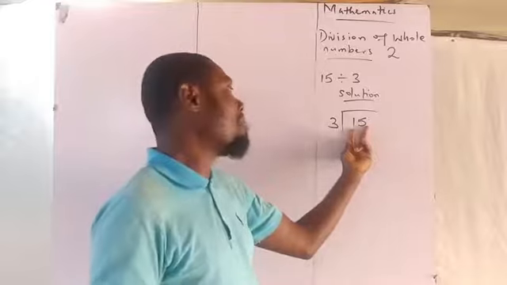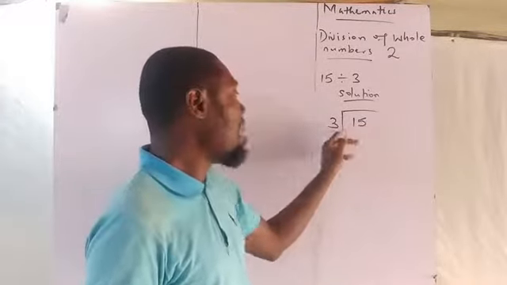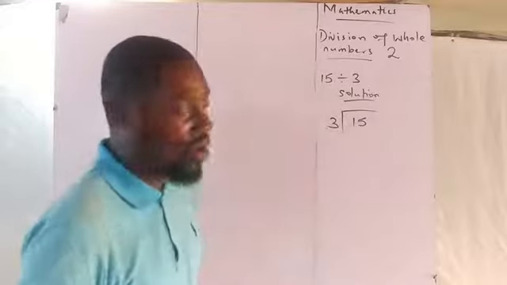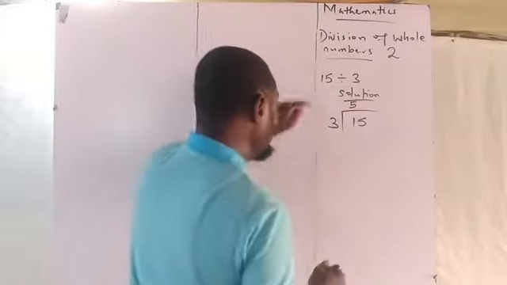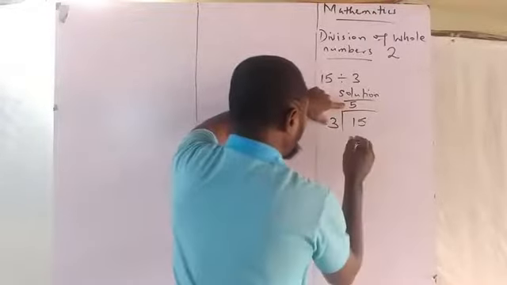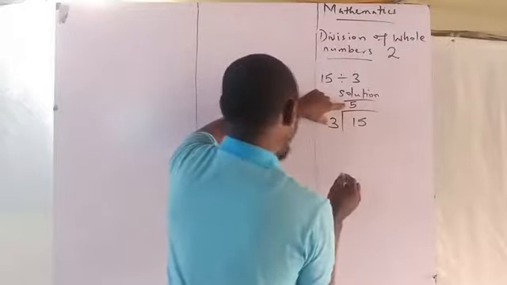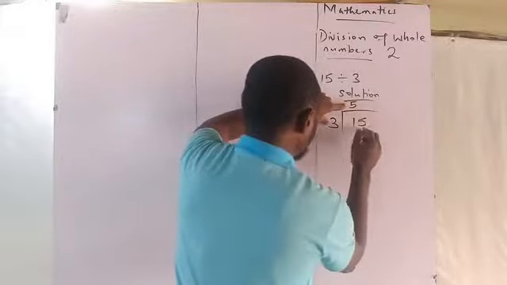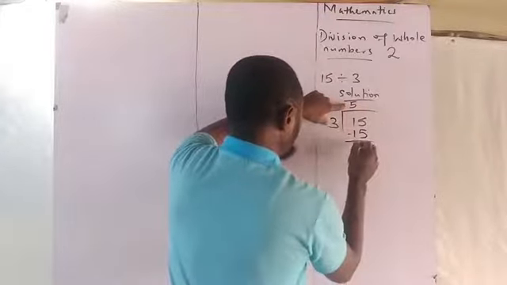Then look at the two numbers now. Since there are still more numbers to deal with, look at the two numbers, 1 and 5, 15. How many 3 are in 15? Your answer is 5. Write your answer up here. Use the answer to multiply the divisor. 5 times 3 will give you 15. Write it directly under the number you considered, 15, and subtract them. You have 0.